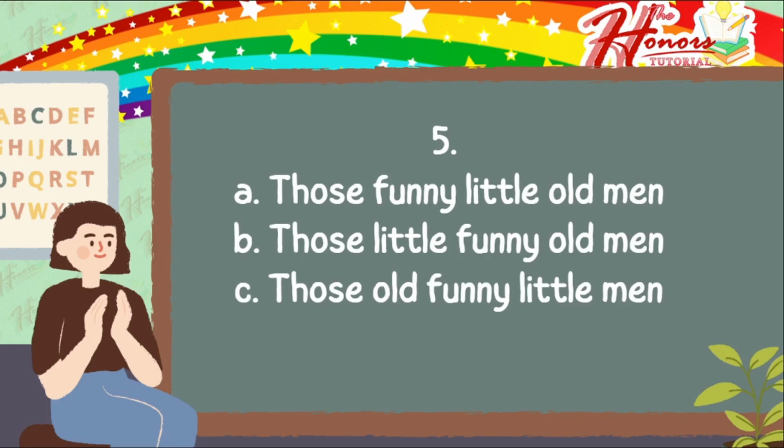Okay, very good. The correct answer is letter A, those funny little old men. So "those" is a determiner, "funny" is opinion, "little" is size, "old" is age, and "men" is the noun. Do you understand? Okay, very good. So how many correct answers did you get?